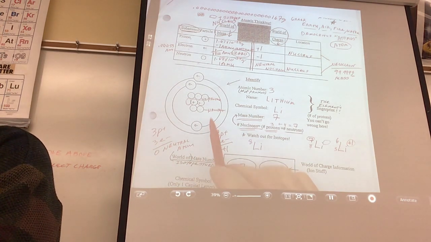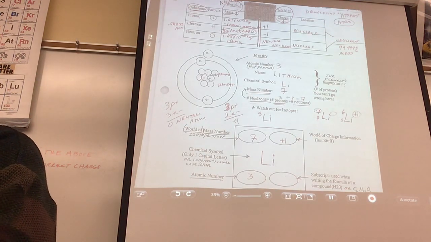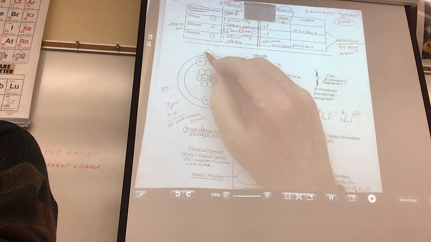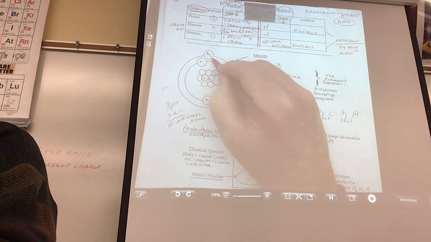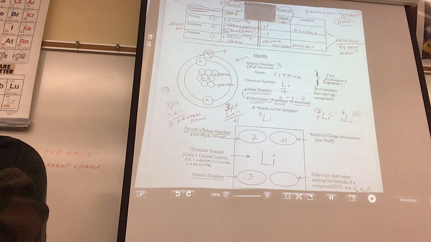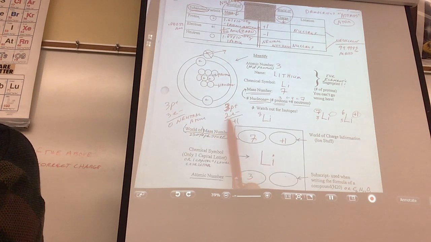Let's look at our model down here. I have 3 plus charges, and I have 3 negative charges. That's why it's a neutral atom. It's an atom. But I will tell you right now that lithium has a tendency to let a nonmetal take one of his electrons away. He actually will get it ripped off his face. Now, what does that do? That leaves lithium with 3 protons, but only 2 electrons.